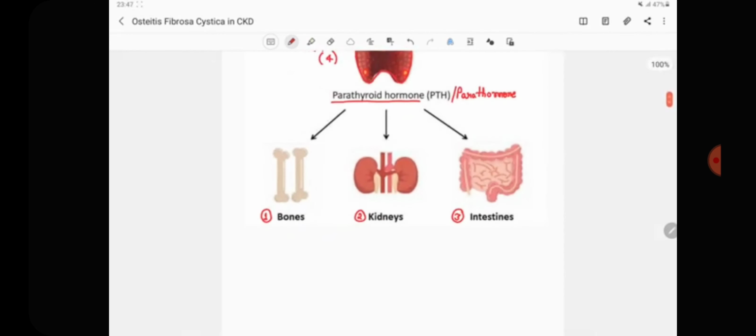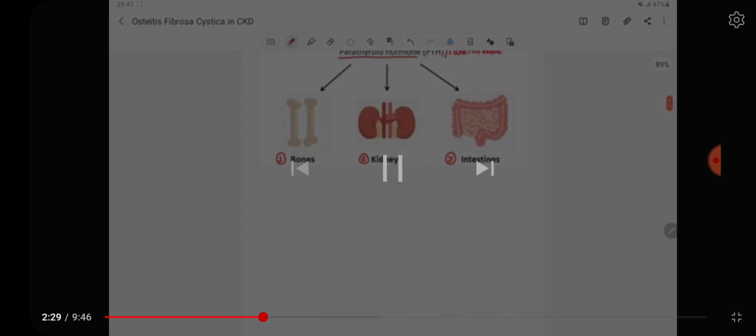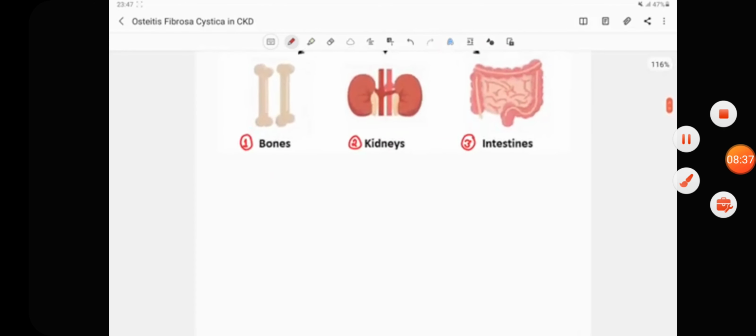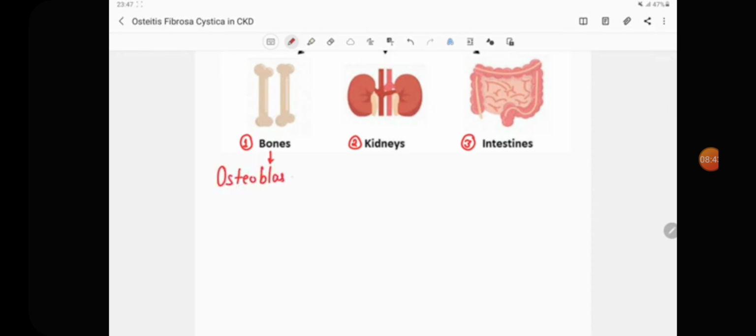So let's look at its action on the bones first. On the bones, it acts on the osteoblasts, right? The parathormone acts on osteoblasts. The osteoblasts in turn act on the osteoclasts. And wherever in biology we use the term clasts, it means to break down, right? To break down, which means to eat up.